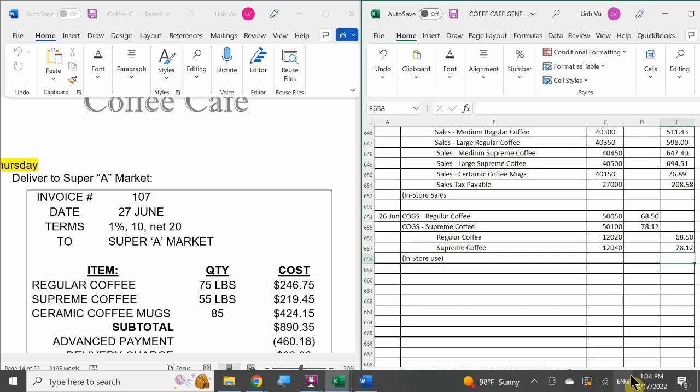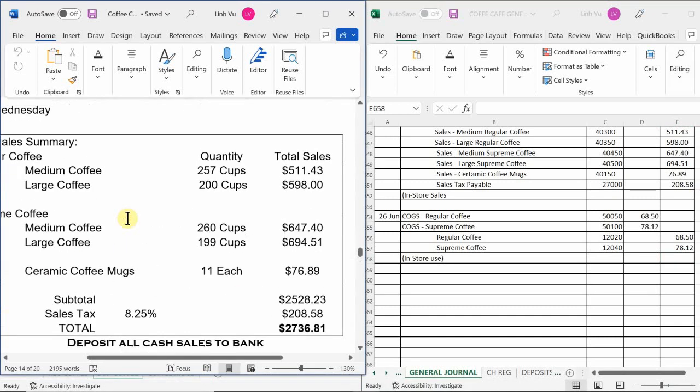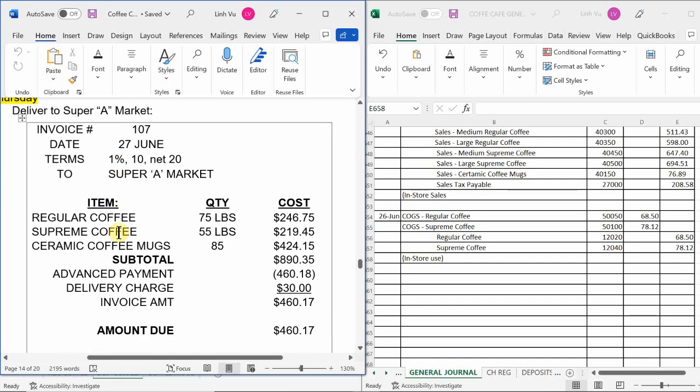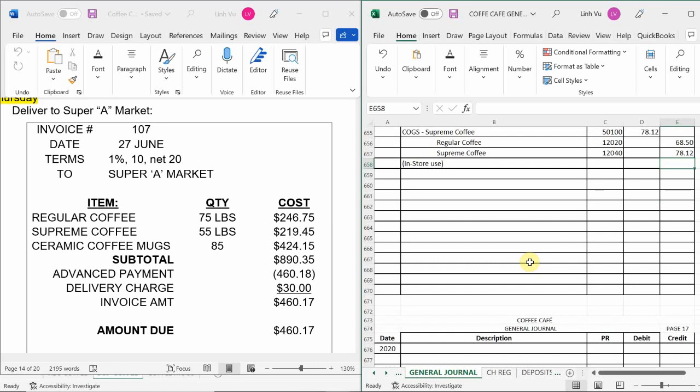All right. So this is where we last left off, right? We took care of the in-store sales on the 26th. Okay, so now we're starting a brand new day, and we are going to make a delivery to Super A Market. All right, so here's the invoice to Super A Market, and it looks to me like we do have plenty of space for Super A Market's transaction to be here on page 16.